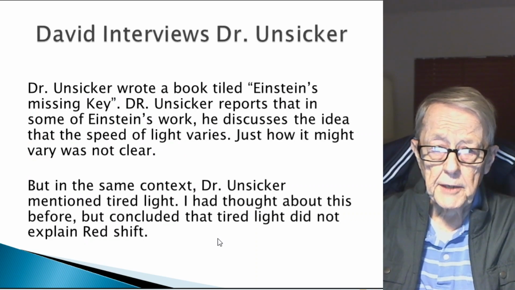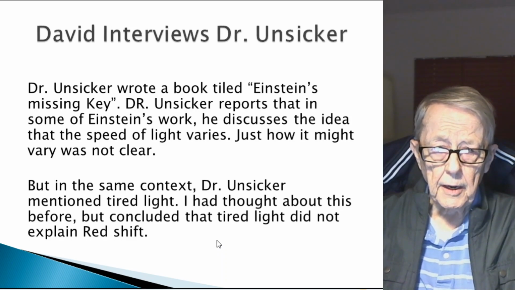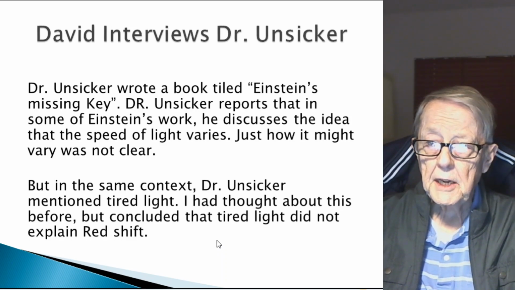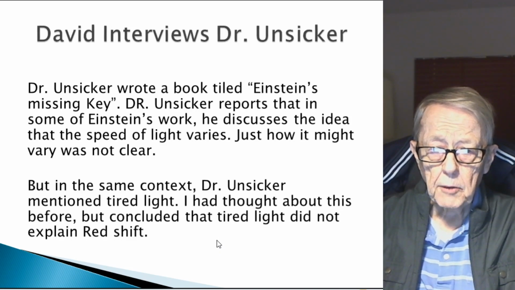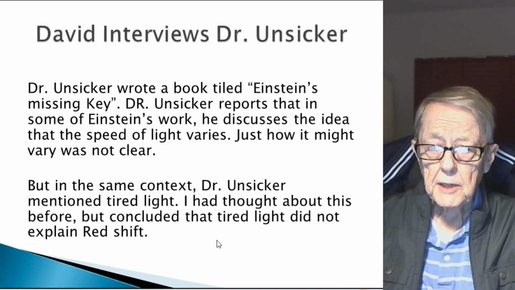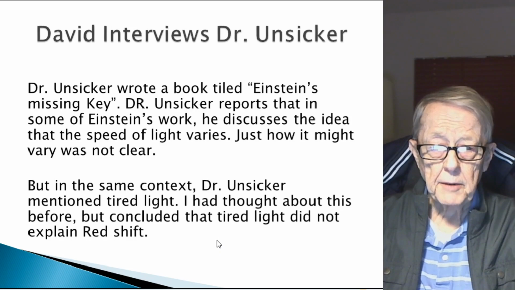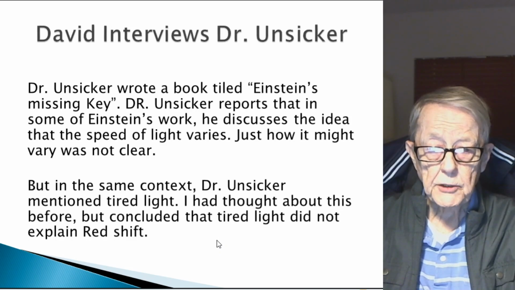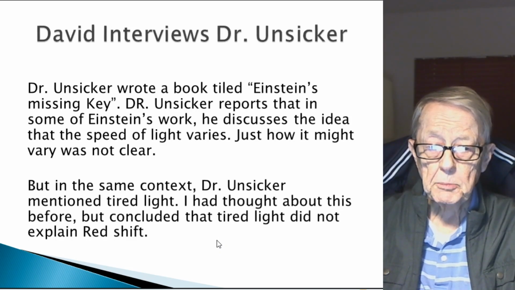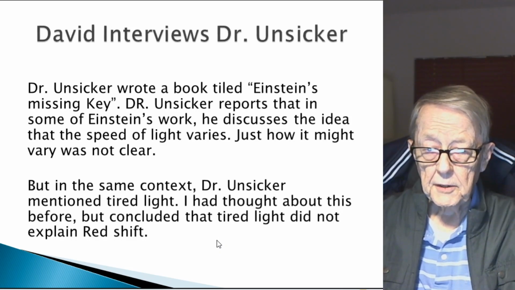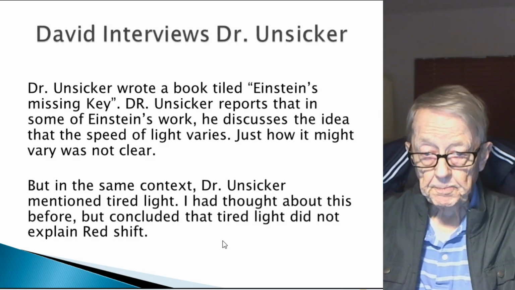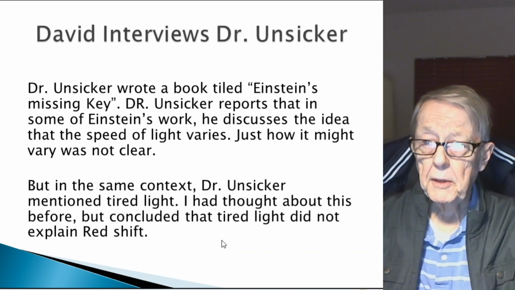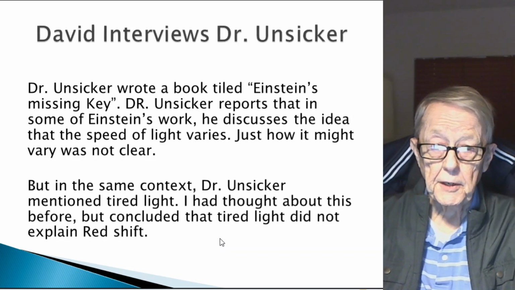Recently, my son David interviewed a Dr. Unsecker from Germany, and Dr. Unsecker wrote a book titled Einstein's Missing Key. He reports that in some of Einstein's work, he discusses the idea that the speed of light varies, but just how it might vary was not clear. In the same context, Dr. Unsecker mentioned tired light, and I thought about this before, but concluded that tired light did not explain redshift. But the interview got me thinking about all of this, and hence this video.